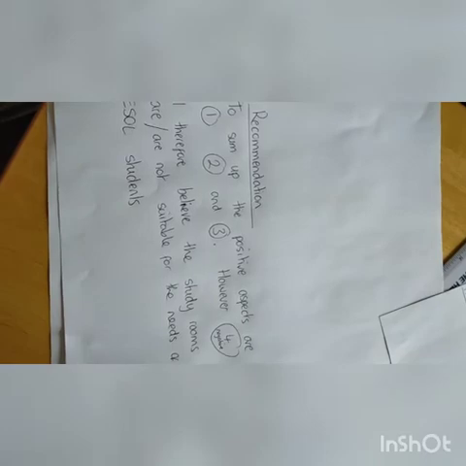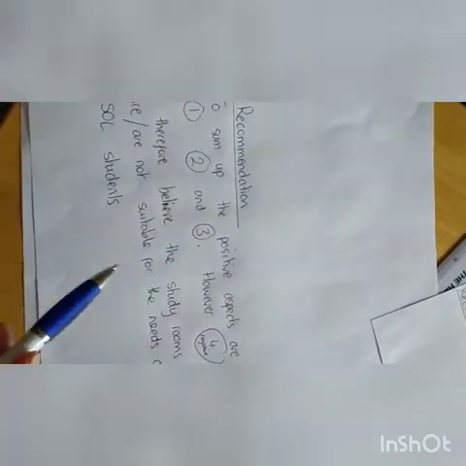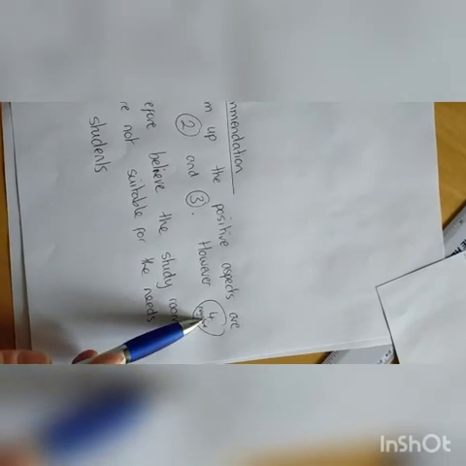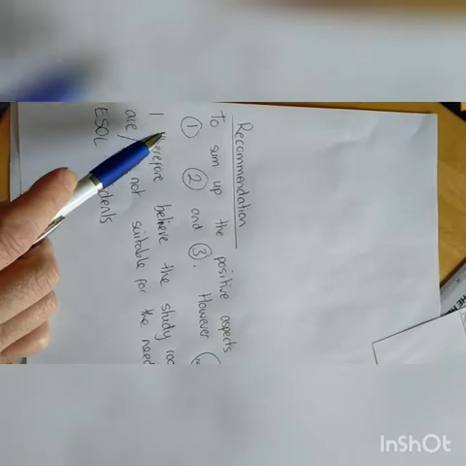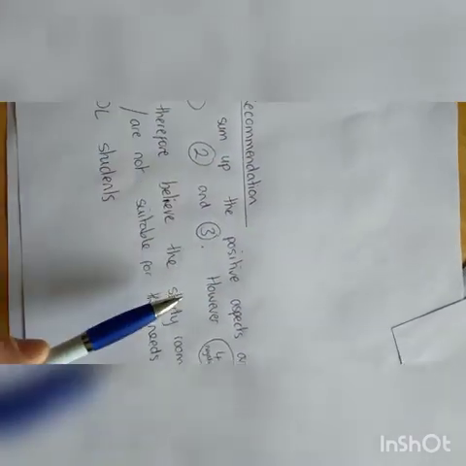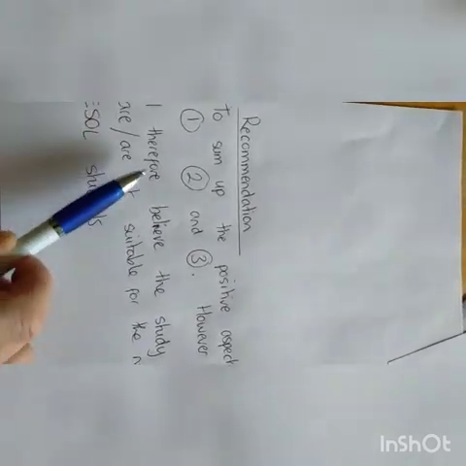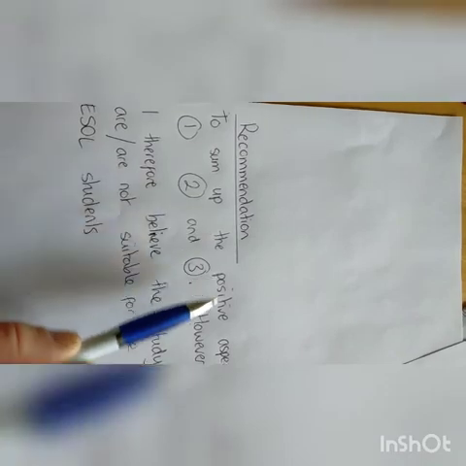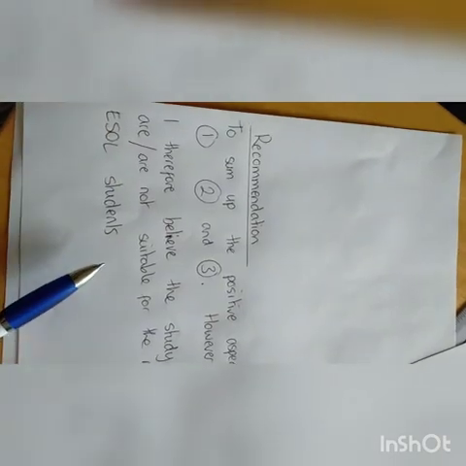To sum up, the positive aspects are, and you can list them. However, maybe a negative aspect. And then you need to come to some balance. If these are opposite, okay, I therefore believe the study rooms are or are not. You make a choice. If there's more negatives here and only one or two positives, you can choose are not, aren't you? Suitable for the needs of ESOL students.